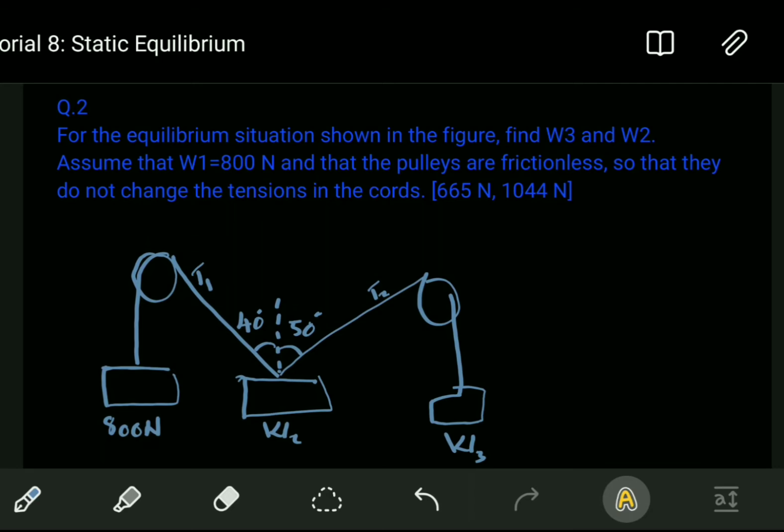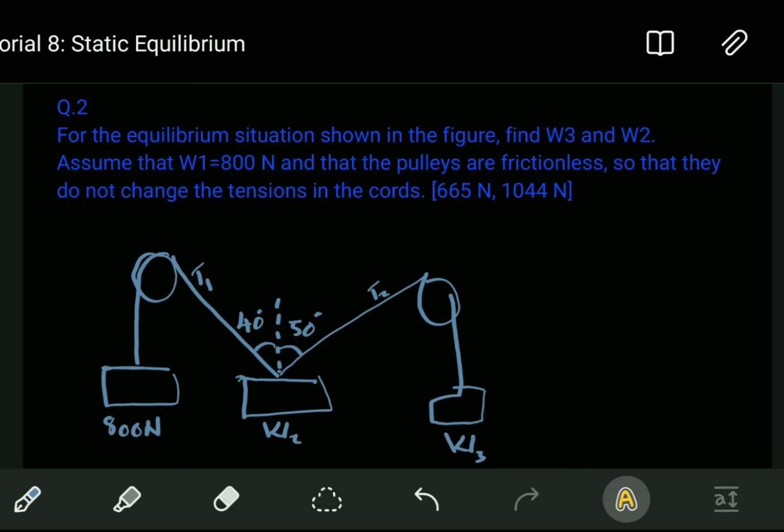Okay, so here consider this system. We are required to find the weight W2, and also W3. So as the question is saying, find W3 and W2. First off, take note that T2 here is going to be equal to W3.